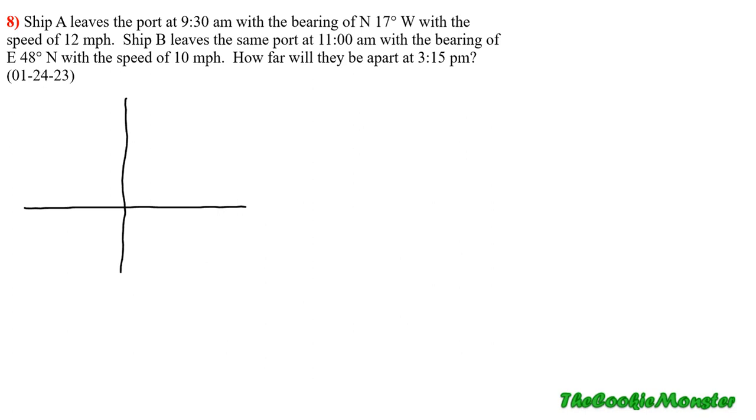All right, so the first thing is we have a couple of ships. Ship A, I'll do that in color red right there. It leaves the port at 9:30 a.m. with a bearing of north 17 west. That's basically going to be this way. So label that dot 9:30 a.m. just to give details to it.